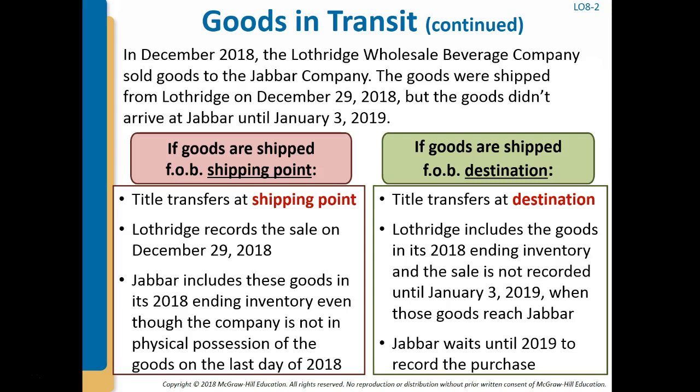But on the other hand, if the goods are shipped FOB destination, then the seller is responsible for shipping, and legal title doesn't pass till the goods arrive at their destination, which is the customer's location. So in our example, if the goods are shipped FOB destination, Lothridge includes the goods in its 2018 ending inventory, and the sale is not recorded until January 3rd of 2019, when those goods reach Jabbar. Jabbar also will wait until 2019 to record the purchase.